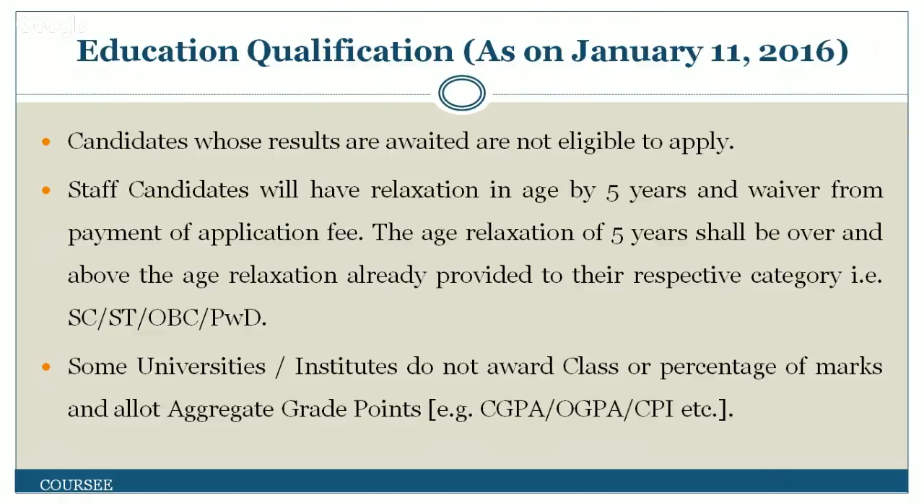If the point is 6.75, it is first class. It is under first class division, and the approximate aggregate percentage of marks is 60%. And if the candidate obtains 6.25, then it is considered as second class or second division, and the aggregate percentage of marks is 55%.